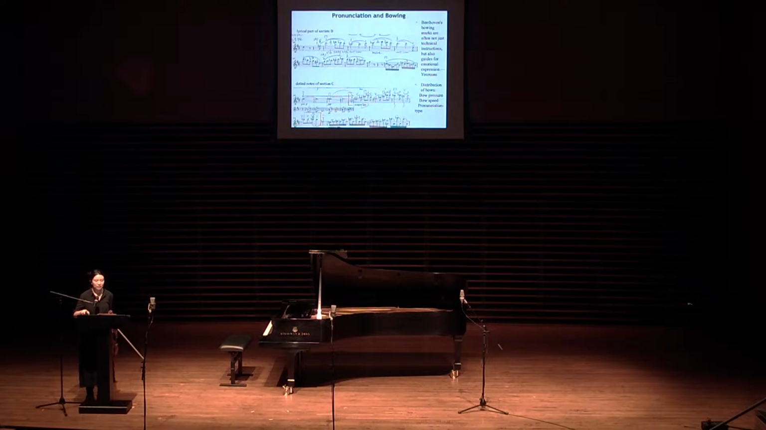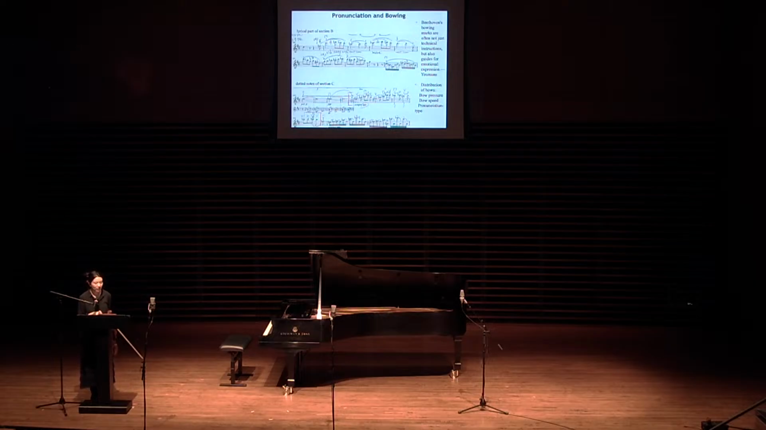Next, let's move on to the final section, pronunciation and bowing. In this movement, Beethoven imbues the melody with a unique sense of rhythm and expressiveness through precise pronunciation and bowing requirements. For example, in the dotted notes of section C, the performer needs to use clear and precise bowing to highlight the jumping and vitality of the melody.